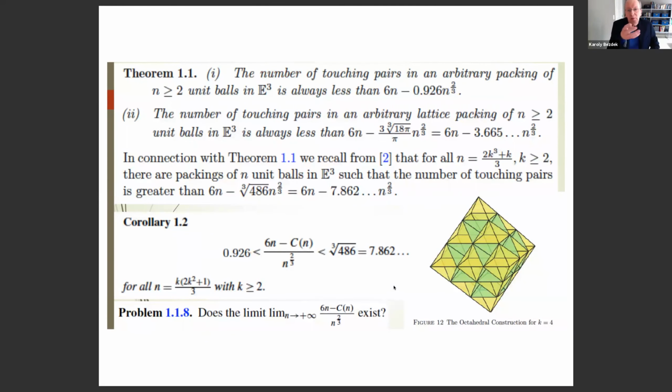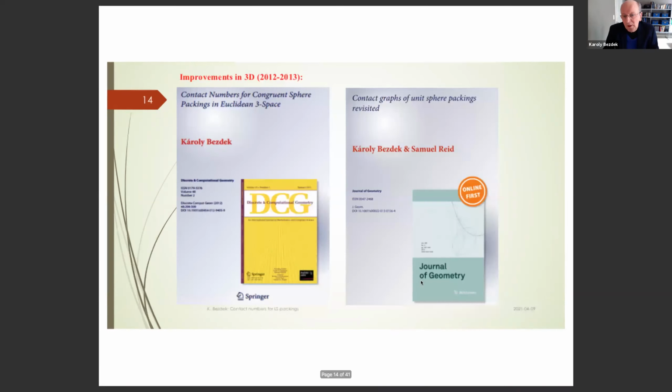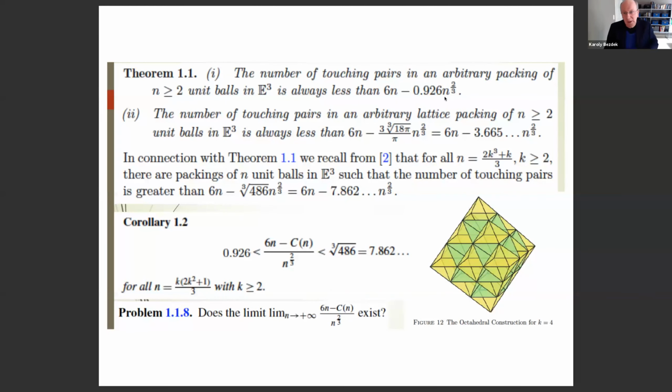And the actual improvement I try to summarize on this page. So the improvement is right on the top corner. This theorem says that if we pack n unit balls in 3-space, and we want to upper bound the number of touching pairs in this packing, then this bound works. So the coefficient is larger than on the previous slide here. It was 0.152 in front of n raised to 2/3. Now it is larger. It is 0.926.